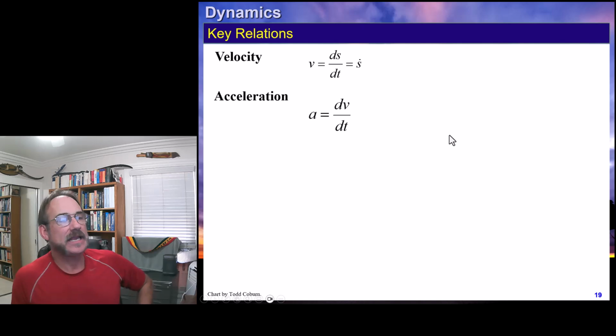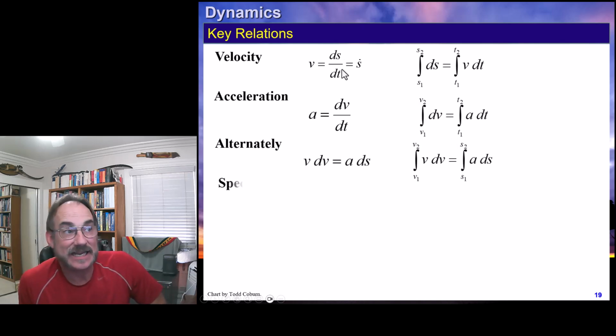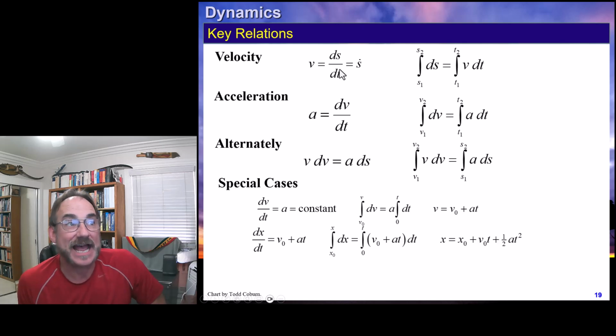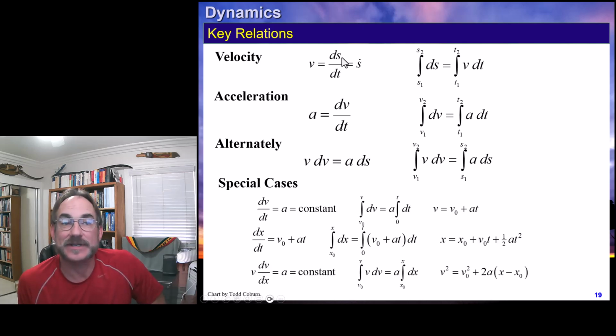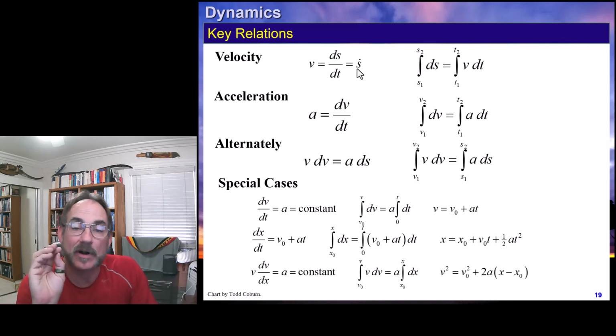So these are our key relations. Velocity is just dx/dt, or generally ds/dt, where s is just our position variable. We can also call that s dot. Whenever you see this s dot, we did that in calculus, remember? We used a dot as a shortened way of saying the derivative of something.